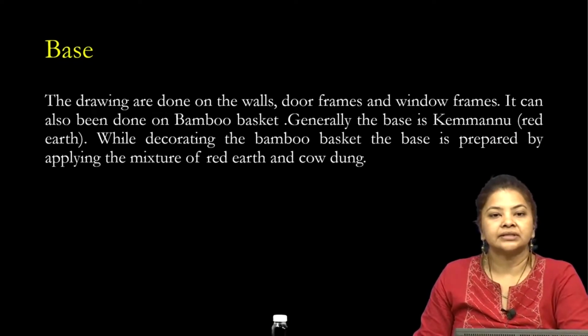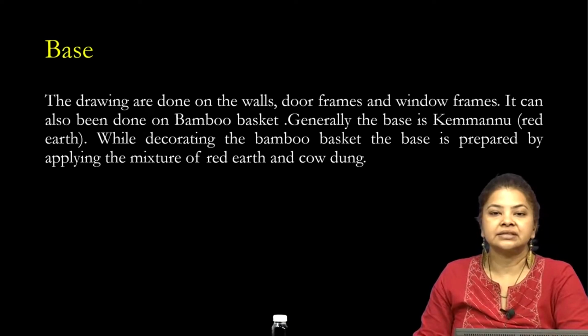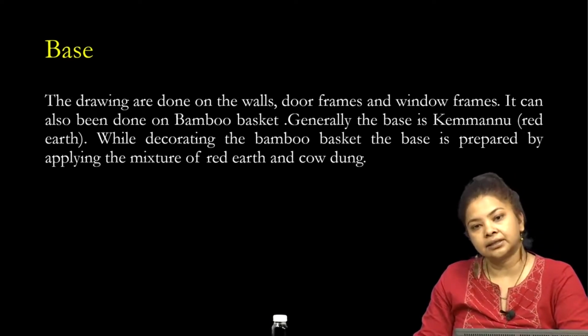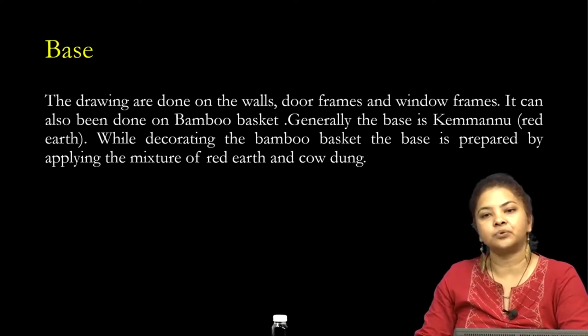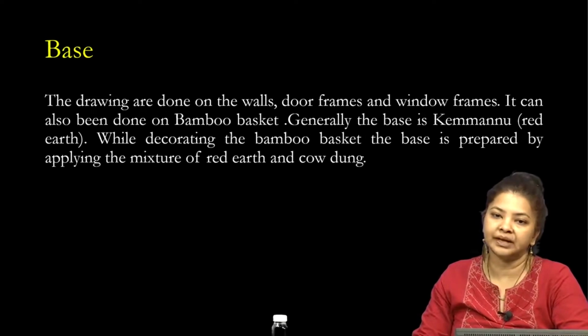Base: the drawings are done on the walls, door frames and window frames. It can also be done on bamboo basket that we have seen in the first slide. Generally the base is Kemanu, red earth. While decorating the bamboo basket, the base is prepared by applying the mixture of red earth and cow dung. So, the bamboo basket is given a coating of cow dung and red earth, and over that the painting is done.